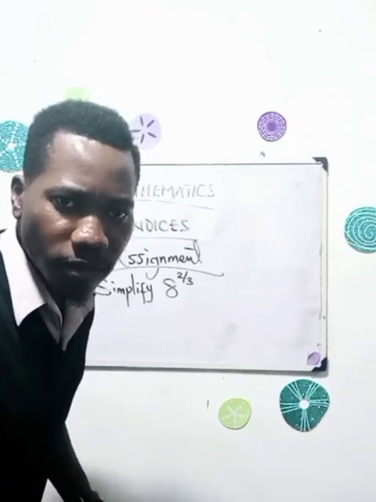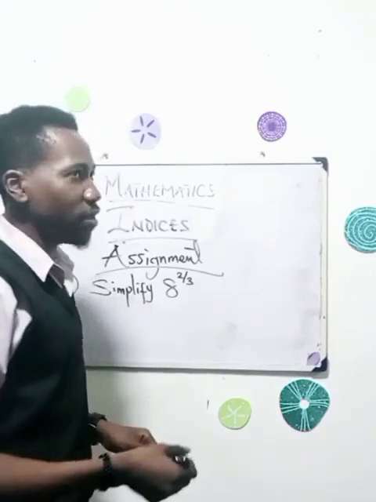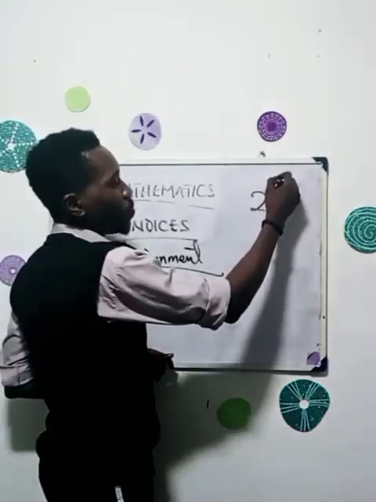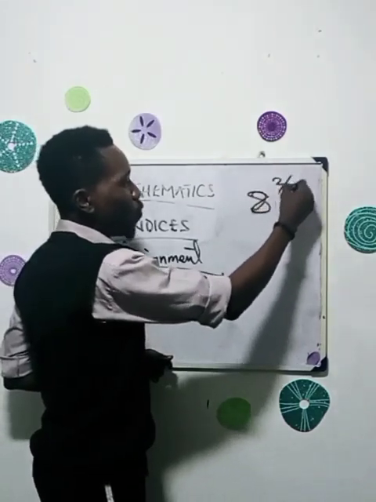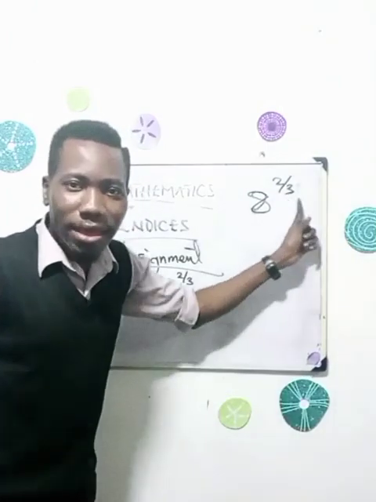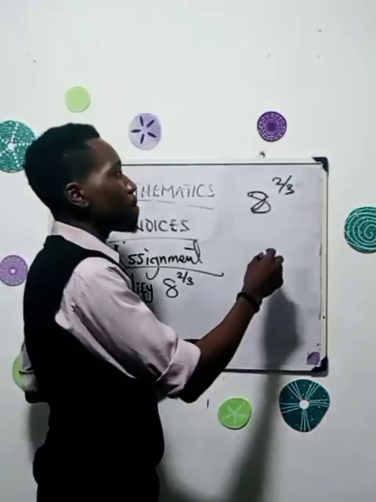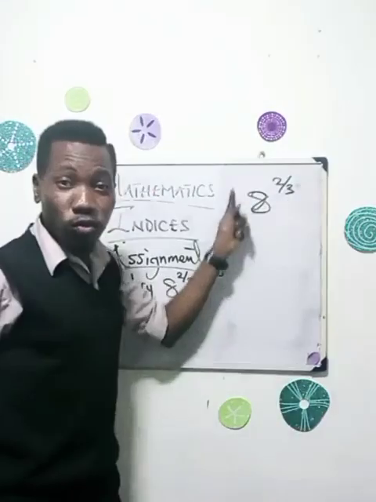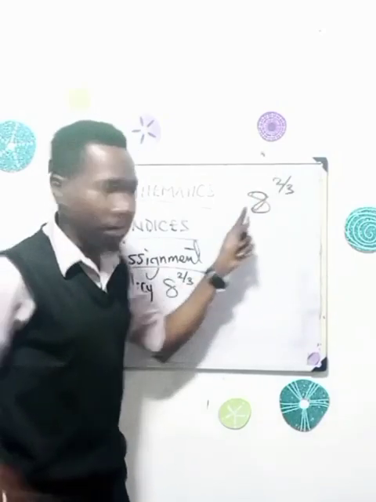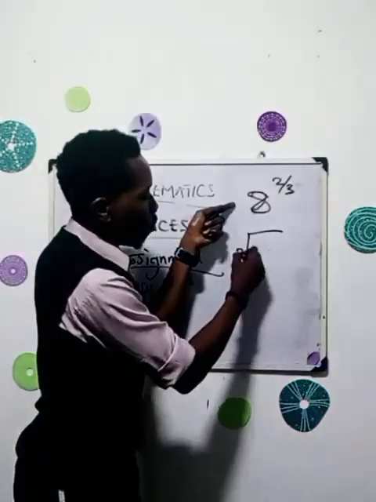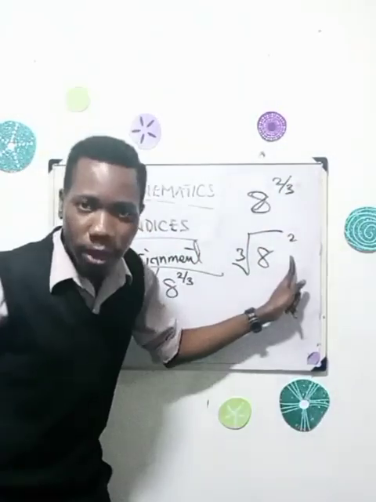What if that power was 2/3, not 1/3? If you have 8 raised to the power of 2/3, the same thing would apply. This becomes the root of this, and this becomes the power. So you are going to have the third root of 8, that's the cube root of 8, and this one becomes the power. So I can write 2 here.